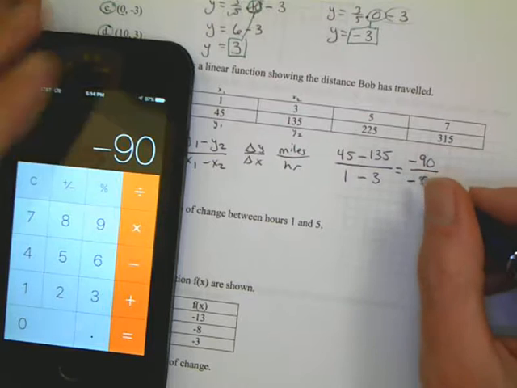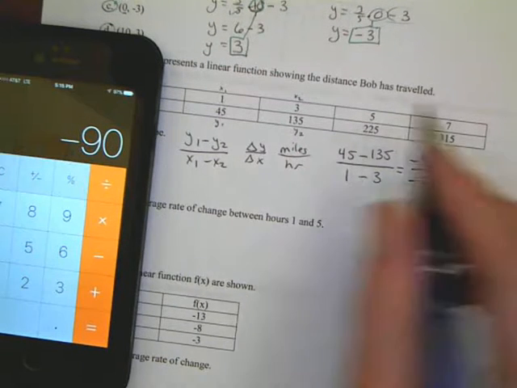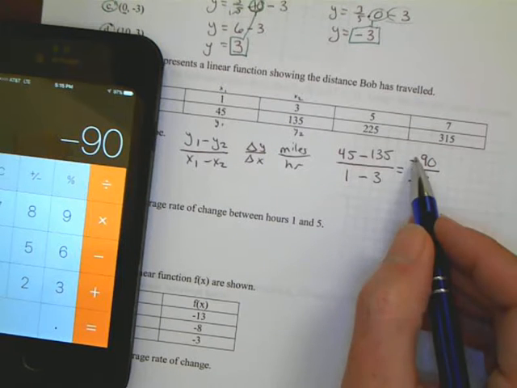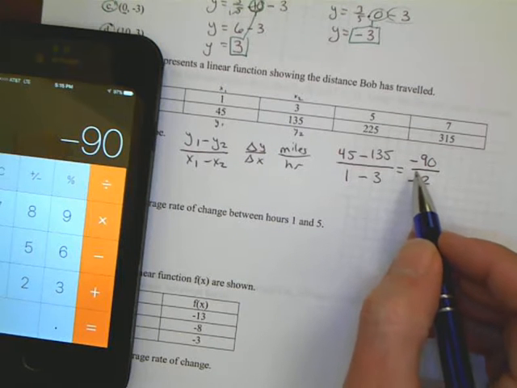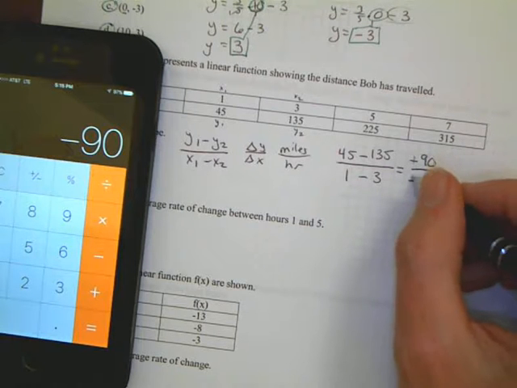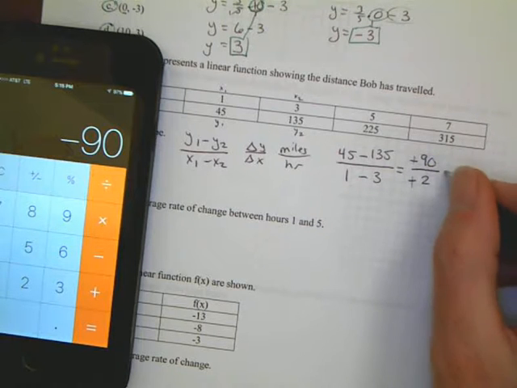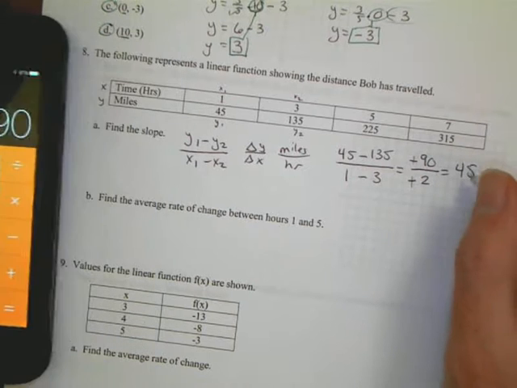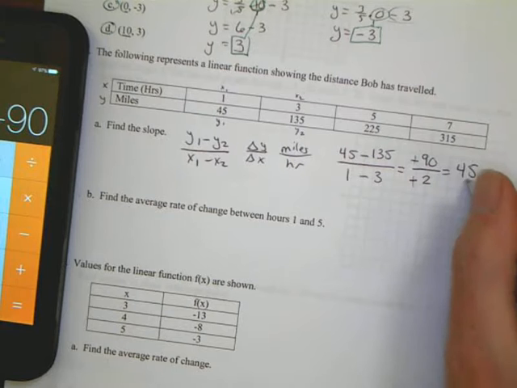One of the things you might notice so far is when I do the first value minus the second value, I tend to end up with two negative numbers. Not always, but what we've done so far. Those cancel out and become positive. 90 divided by 2 is 45. So my slope here happens to be 45. I could say it's 45 over 1 if you wanted to, not necessary.